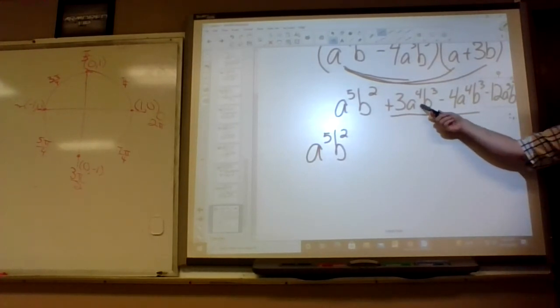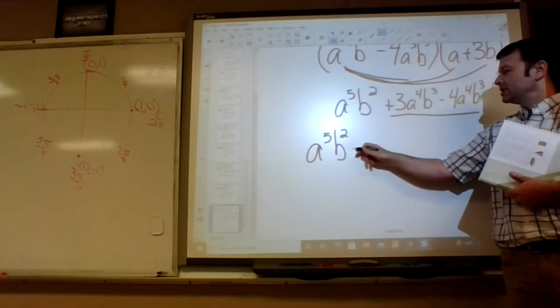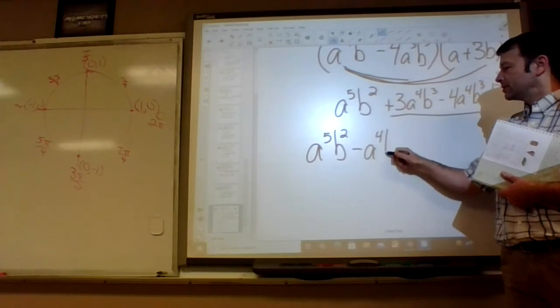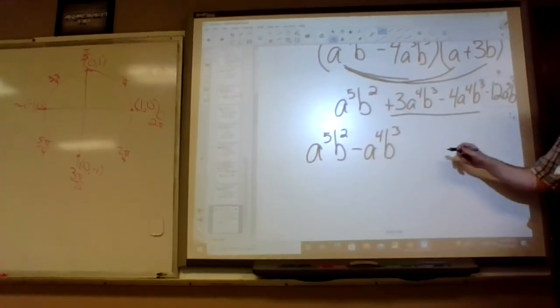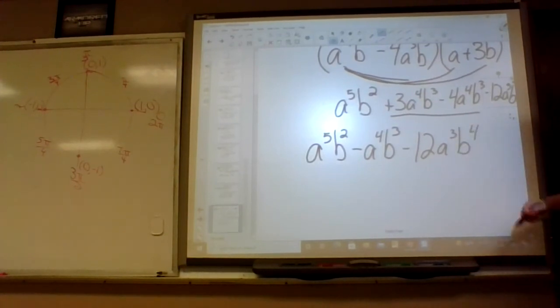What's this gonna be? Those are the like terms. 3 minus 4 is negative 1. So negative A to the fourth B cubed, minus 12A cubed B to the fourth.